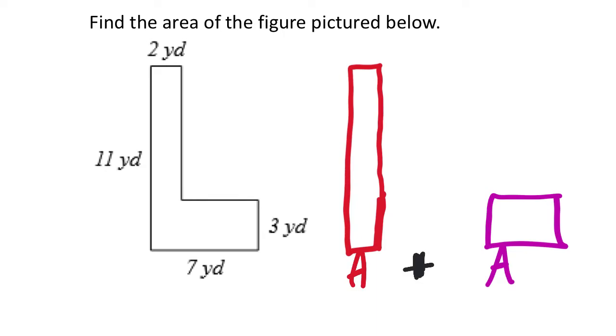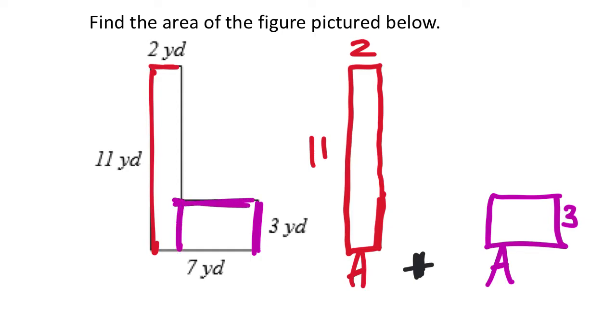So I'd say, okay, I see over here the top of that shape, that's 2 yards. And then this length right here is 11. So there's 11 right there. On the purple shape, I get 3 right here. That's fine. But the problem is I don't have this side length of the purple shape, right? So I've got to figure that out.